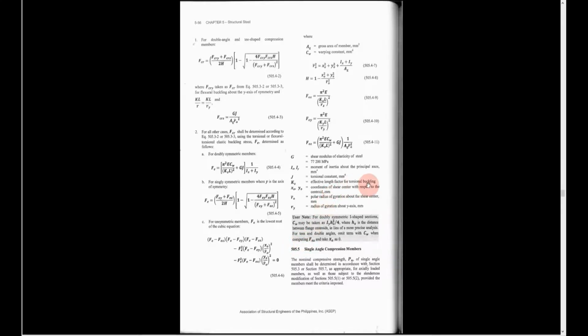We have also the formulas here for the polar radius of gyration about the shear center and the flexural constant H. But we can find these constants when we open our AISC book. But if you don't have the AISC book, you can derive the values of the polar radius and the flexural constant using these formulas.